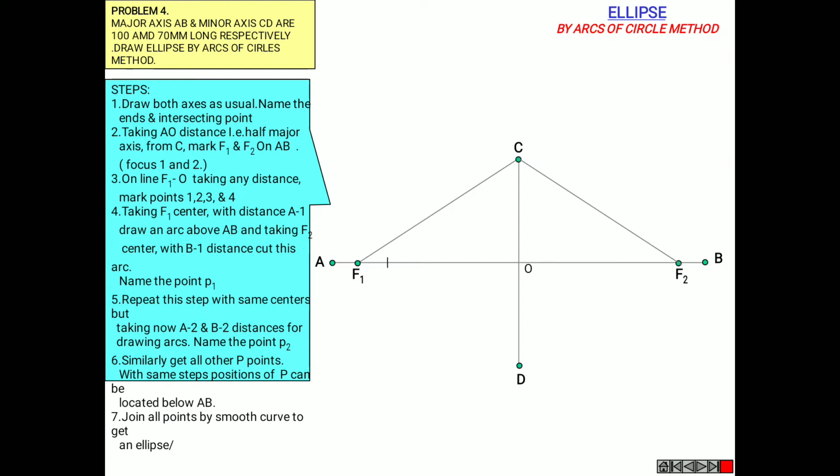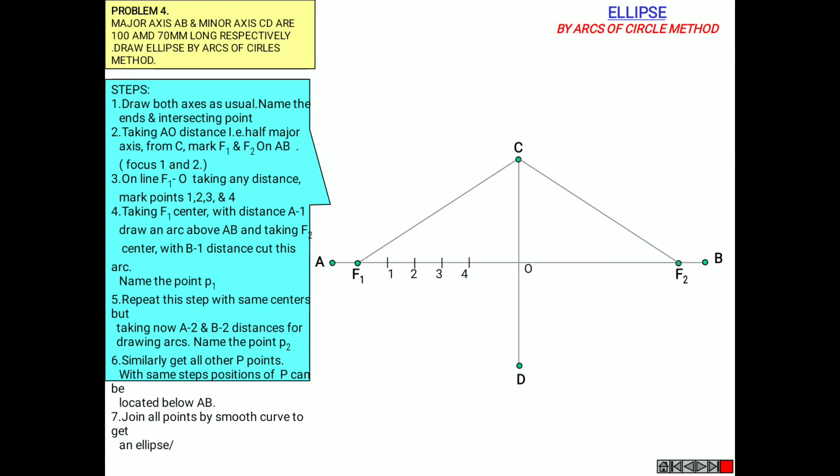See here, from F1 to O, that will be some particular distance. So taking any distance, mark points 1, 2, 3 and 4. That may not be equally displaced. So these are some 4 points and name them 1, 2, 3 and 4.